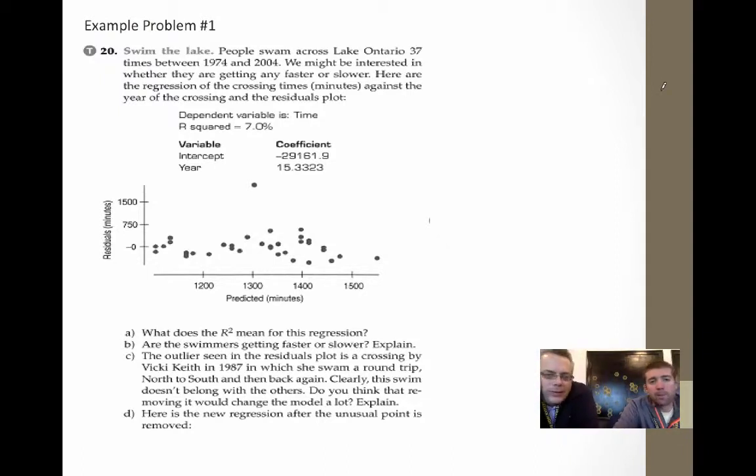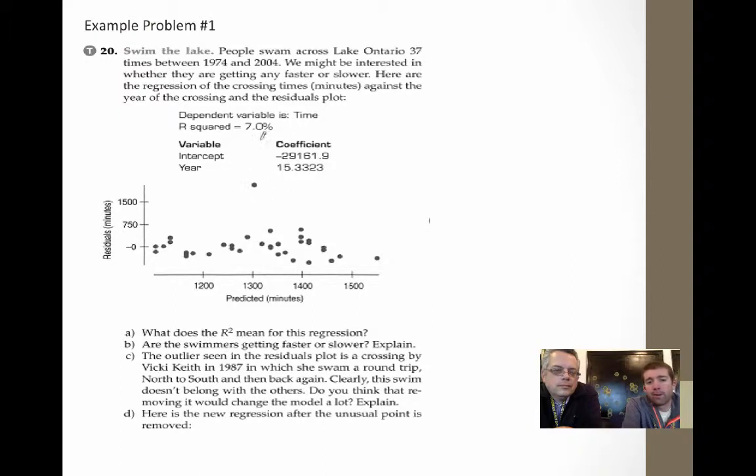All right. Well, we have people swimming the lake. Lake Ontario? It's kind of cold. Is it like Lake Michigan, probably? Smaller. Yeah, good. Lake Michigan would be a feat. I don't know if anyone's swum across there. So we might be interested in whether they're getting any faster or slower. So we looked at people from the years 1974 to 2004, and they recorded their times, and we wanted to know kind of what was going on.